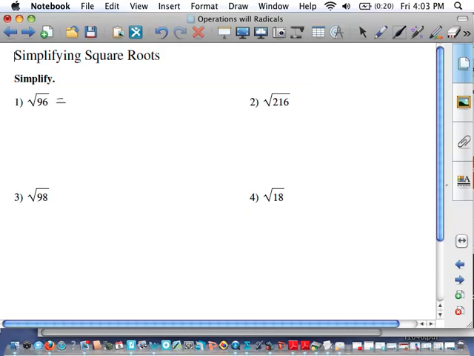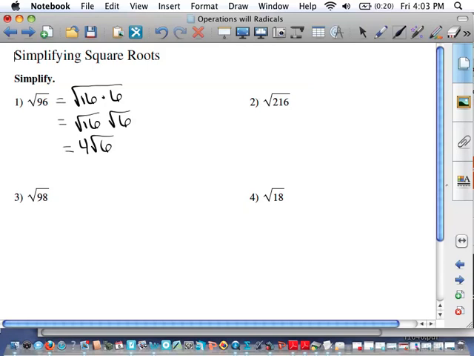16 is a perfect square. So the factors of 96 are 16 times 6. I can write that as the square root of 16 times the square root of 6. The square root of 16, that's a perfect square, is going to be 4. So I take that out of the radical. The non-perfect part, the square root of 6, remains under the radical.